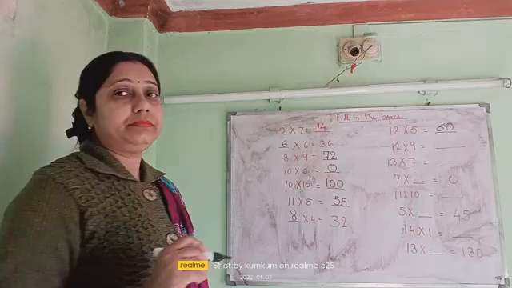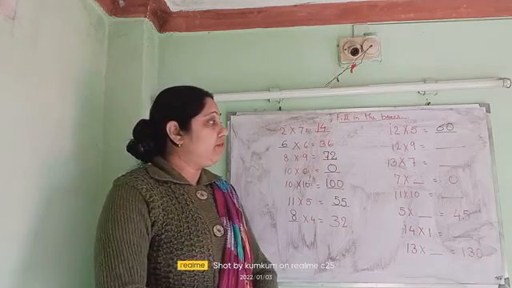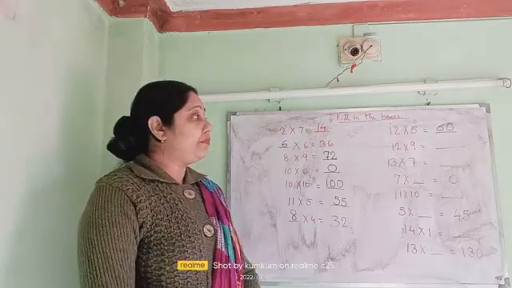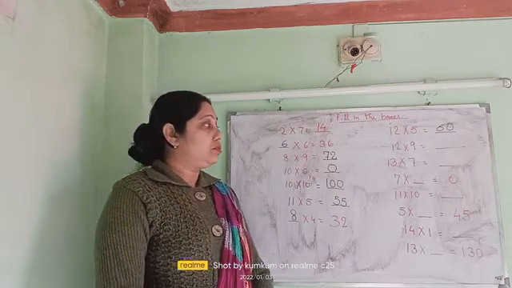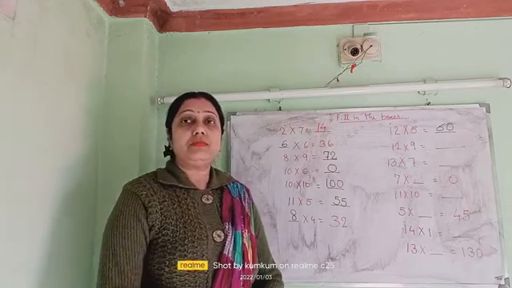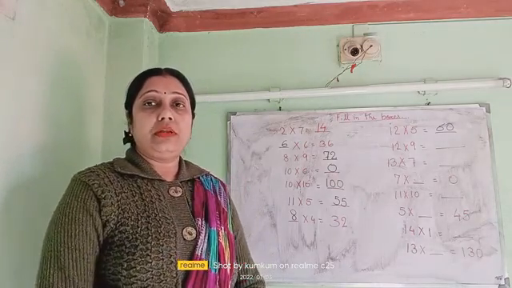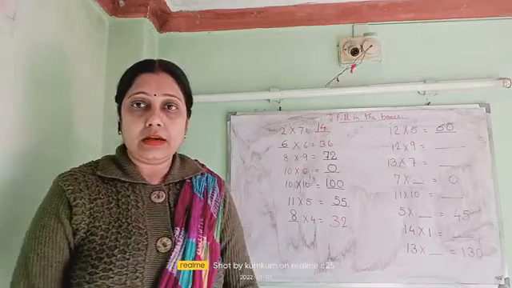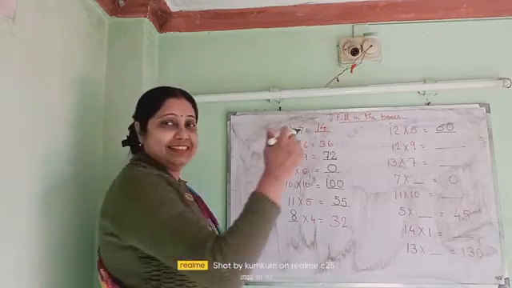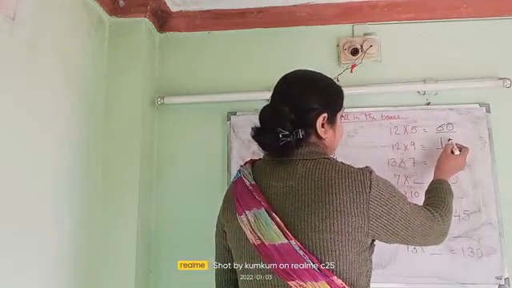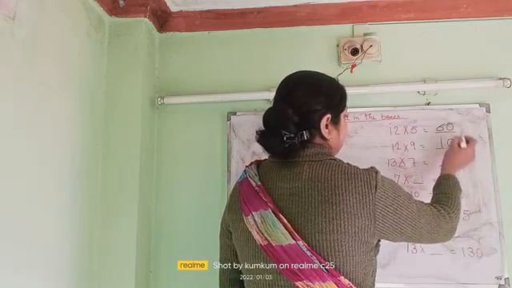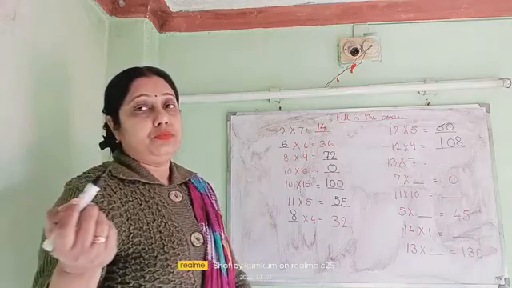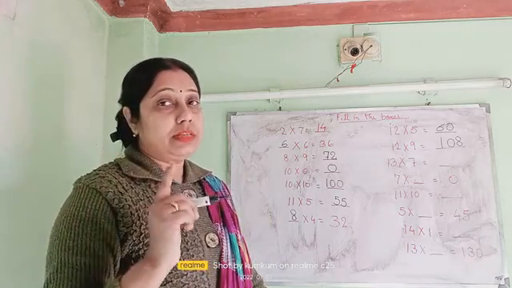Next, 12 multiplied by 9. Again you have to read the table of 12. See, up to 12 5s are 60 we have read. So 12 6s are 72, 12 7s are 84, 12 8s are 96 and 12 9s are 108. So we are going to write here 12 9s are 108. So children, see, easily you can do. Now one more trick I am showing you in the next question.